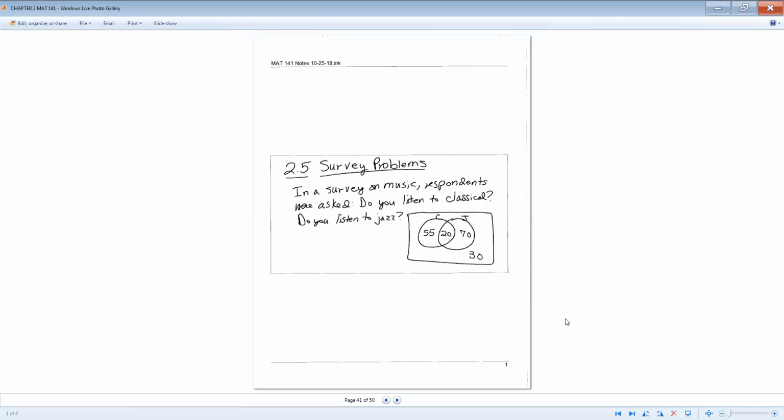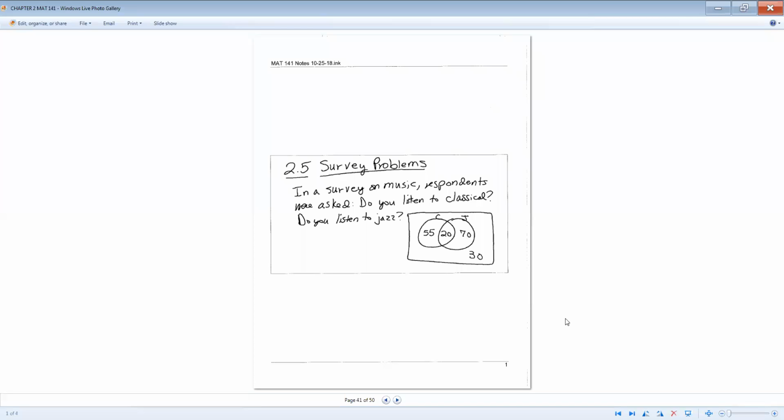Okay, so here's part 3 to that first packet, the final part to that first packet that I gave you, survey problems. So in a survey on music, respondents were asked, do you listen to classical or do you listen to jazz? So they gave us this Venn diagram.